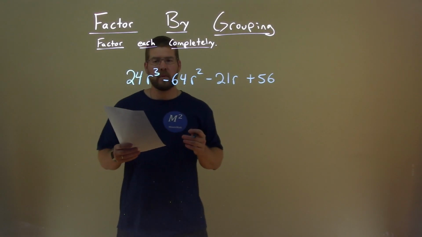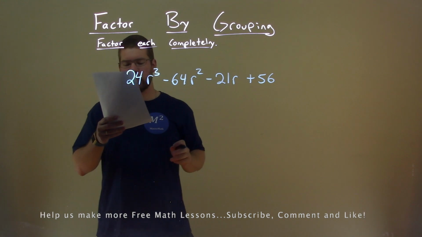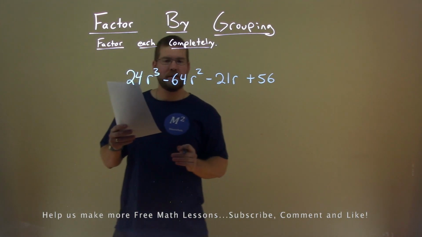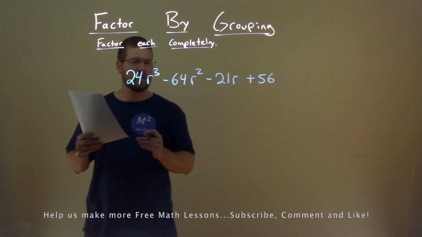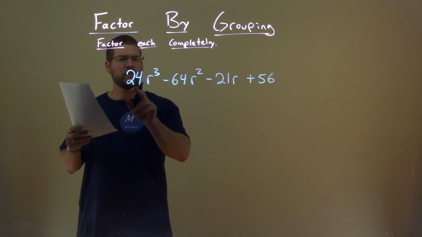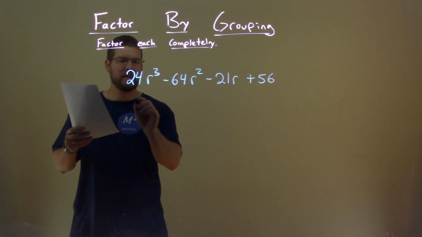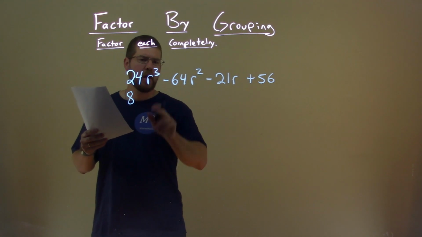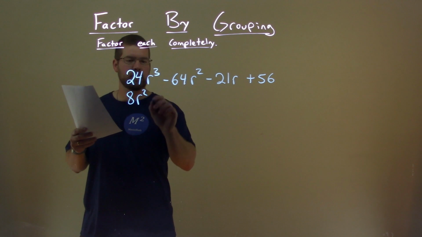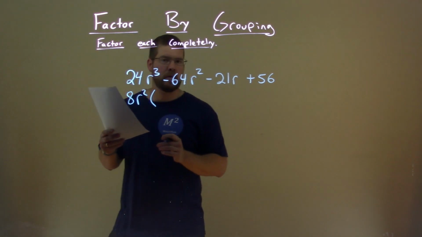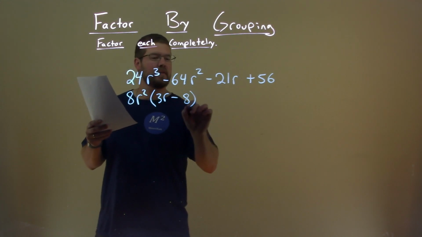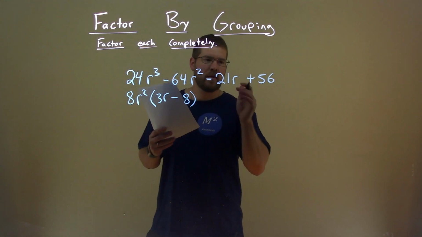We're given this problem right here, 24r to the third power minus 64r squared minus 21r plus 56. And we want to factor this completely. Well, let's look at the first two numbers here. What do we see? Well, we see that there's 24 and 64, and 8 goes into both of those numbers. We have an r to the third power, an r squared, and r squared goes in both of those. So if we pull that 8r squared out, what are we left with? 3r minus 8.